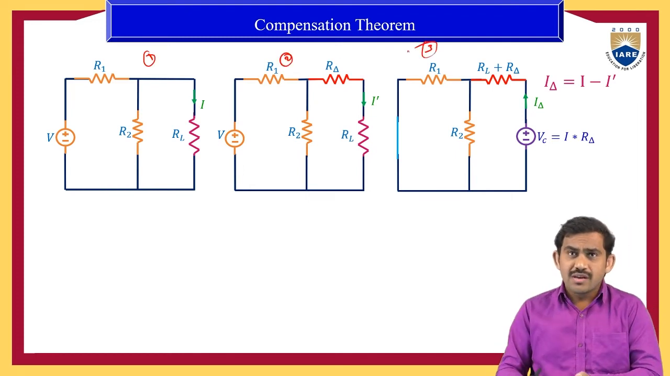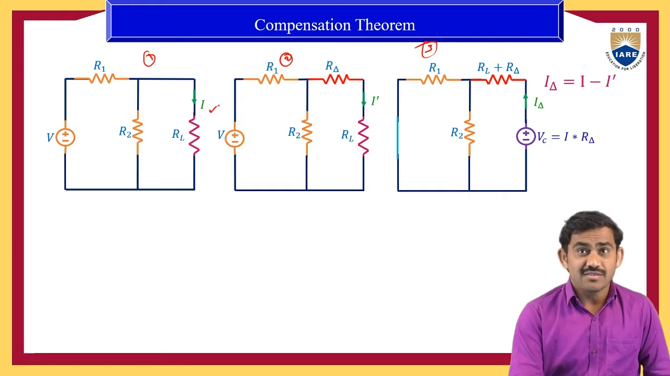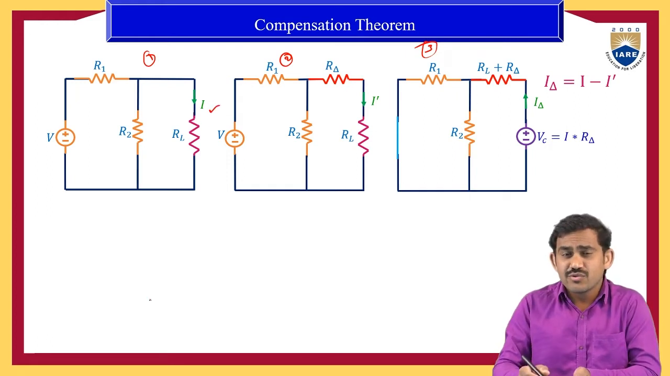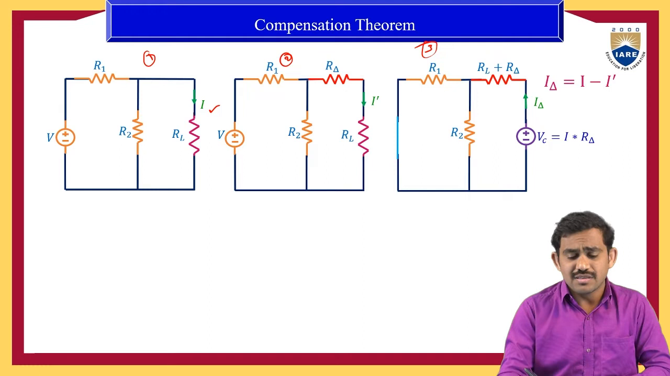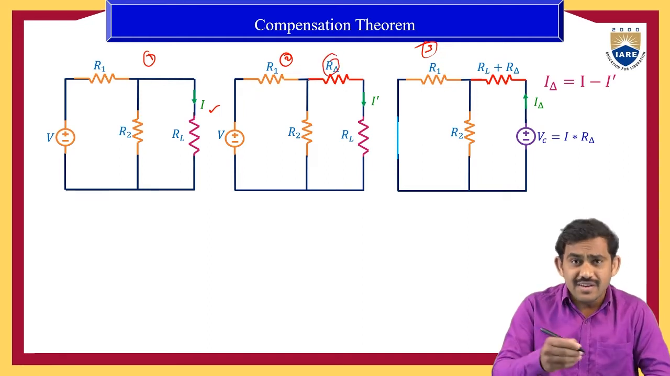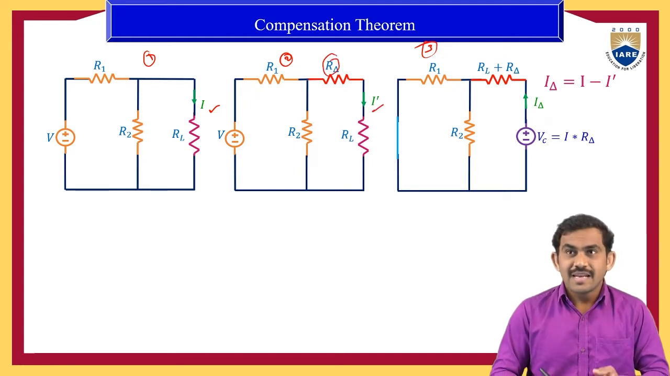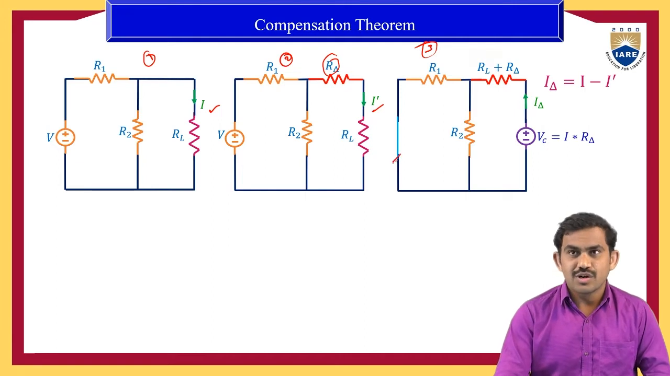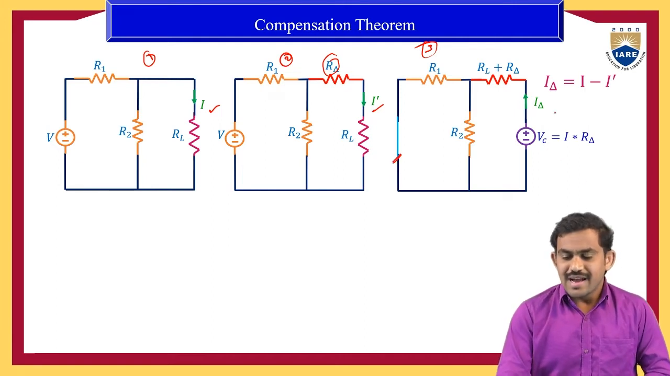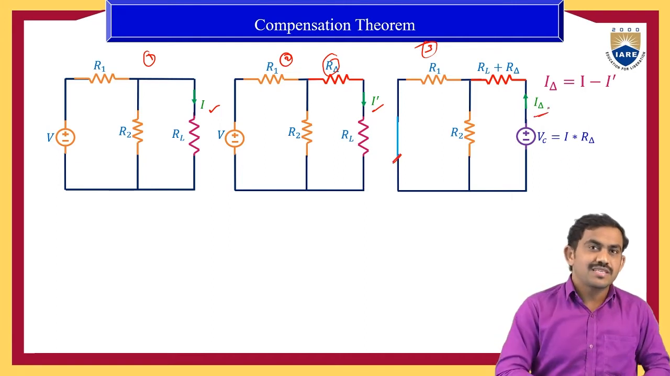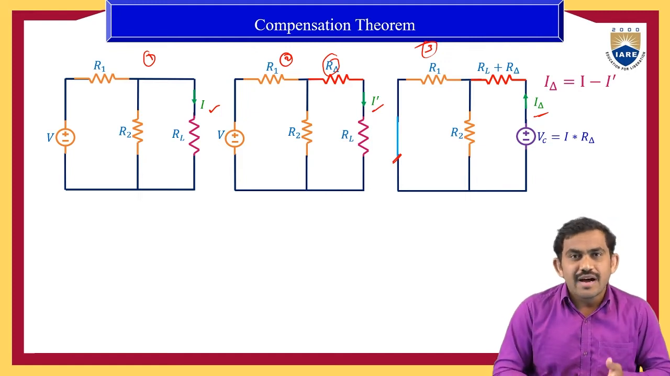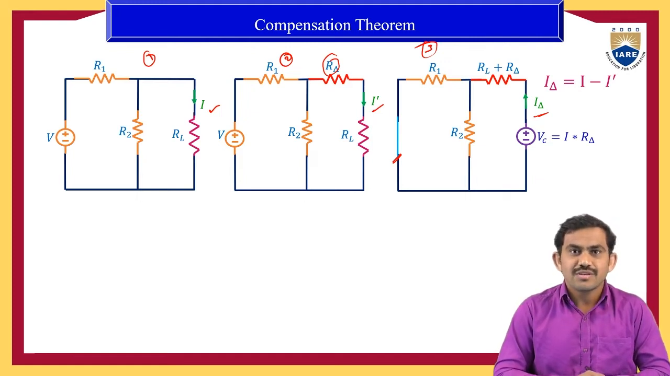Okay, three circuits we have. In the first circuit we have the I value, and in the second circuit we change the resistor by some delta, so that is R delta. Then your value is I dash. In the third circuit, we short circuit that voltage and we find out the I dash value. Then your compensation theorem is I delta equal to I minus I dash. So up to here we are clear.